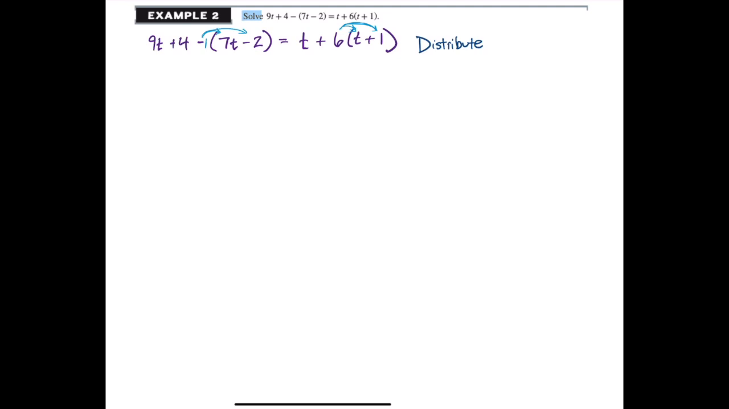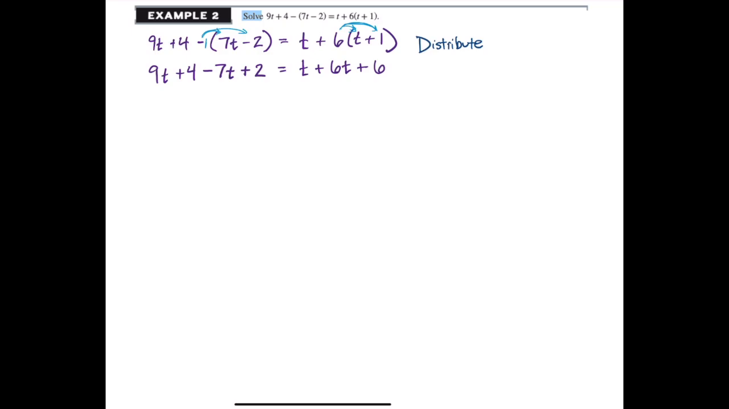So let's write out what this will produce. So I have my 9t plus 4. So the negative 1 will hit the 7t and make it negative 7t, or we could say minus 7t. And then the negative 1 will hit the negative 2. Negative times a negative is a positive. That'll make it a positive 2. Equals t plus, okay, the 6 will multiply with the t. 6 times t is just 6t. And then 6 times 1, it's a positive 6 times a positive 1. So the result is a positive 6.